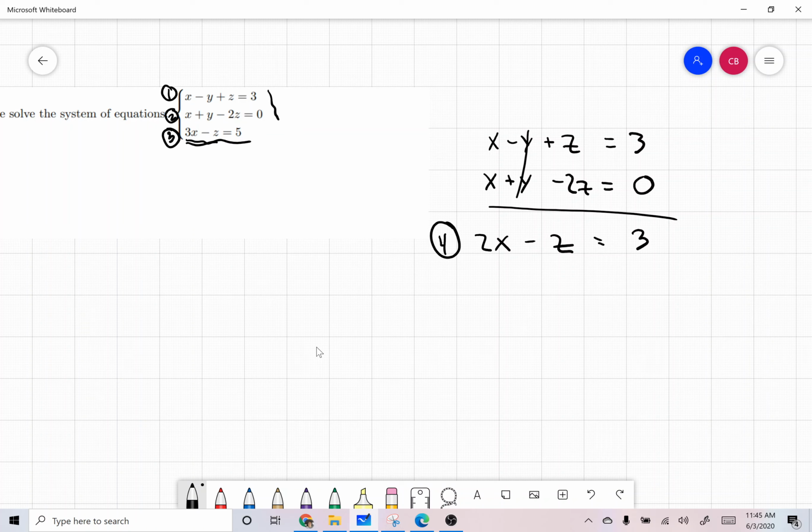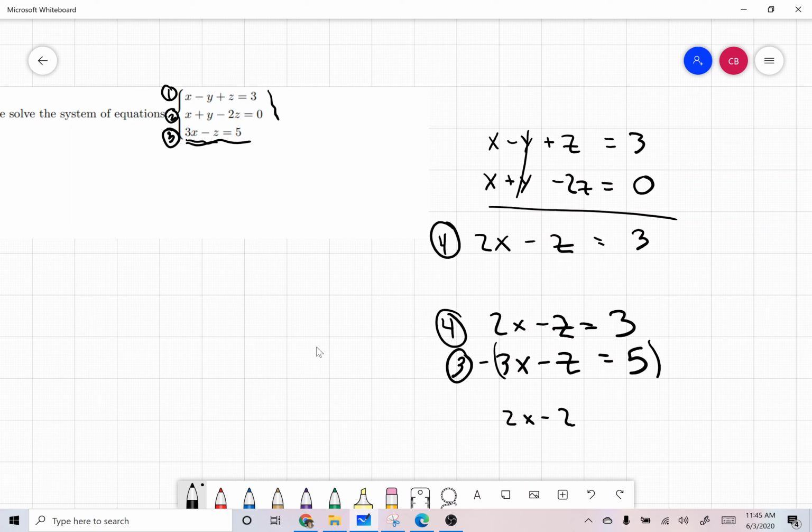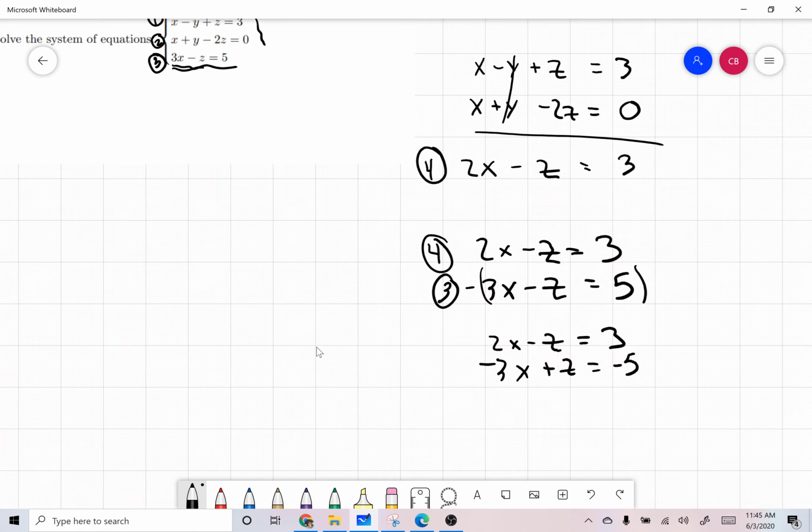Okay, now I'm just going to use equations 4 and 3 because they're already in terms of z and x. So we have 2x minus z is equal to 3. I'm writing 5, but I mean 3. And 3x minus z is equal to 5. I want to eliminate z in this case, so I'm going to switch the bottom one. I'm going to change the sign by multiplying by -1. So this is going to be negative 3x plus z equals negative 5. Just switch the sign of everything.